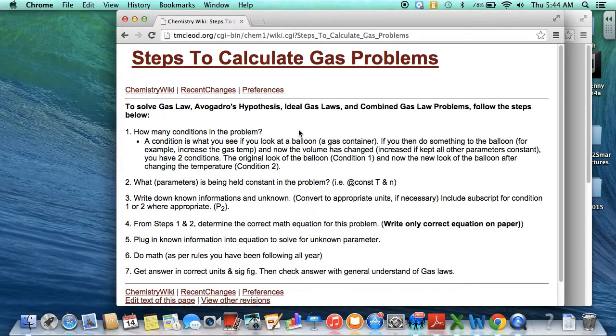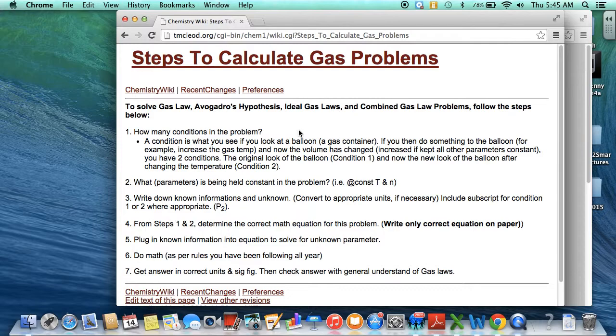The first question you ask yourself is how many conditions you have in a gas problem. You look at the problem and read what it says, and either you're doing something to the gas or you're simply describing the gas. If you're doing something to the gas, you have what I call a two-condition problem. The first condition being the information about what originally the gas was, what condition it's in.